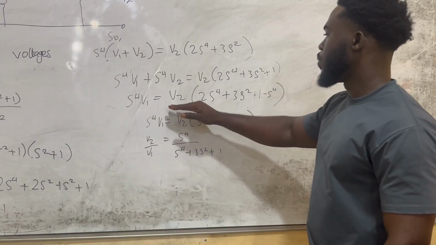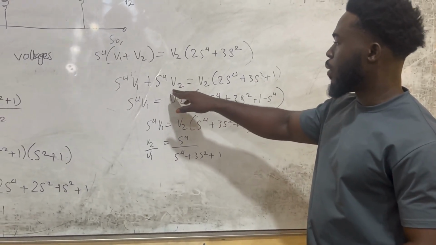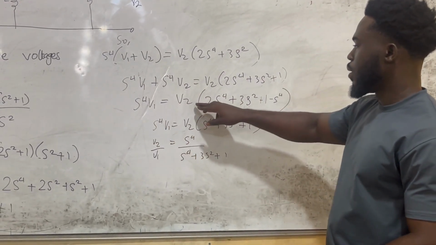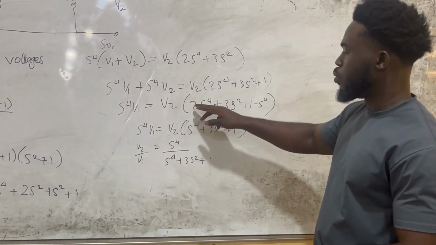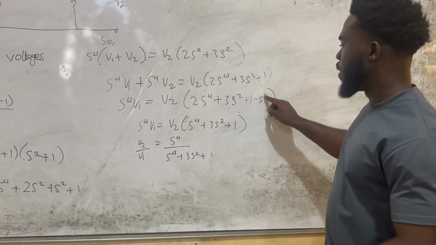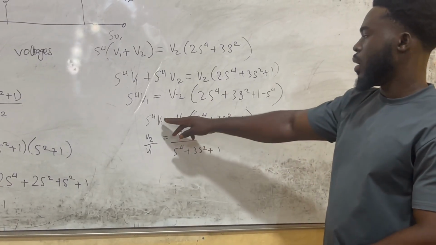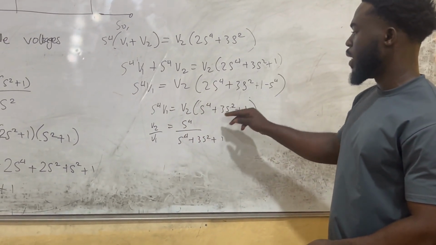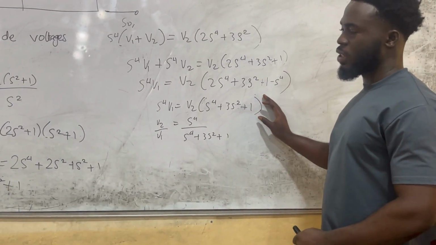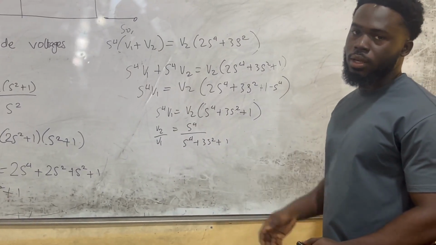Yes. So now you are going to collect the terms of V2. But in collecting the terms of V2, we have to move S going to 4 to this side, making S going to 4 V1 the same thing. We are going to get it's going to equate to V2 times the expression 2S squared plus 2S squared plus 1 minus S going to 4. Then the calculation, I'm going to get S going to 4 V1 equals to V2 times the expression S going to 4 plus 3S squared plus 1. So in getting the transfer function, we know that V2 over V1 is going to give us the transfer function here times.